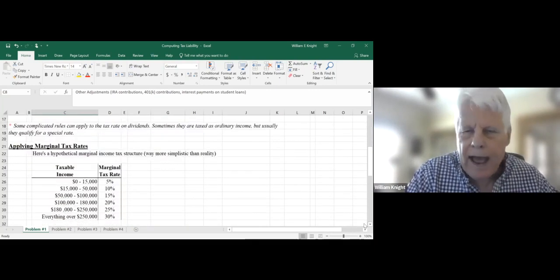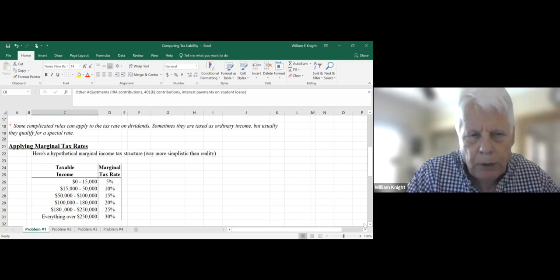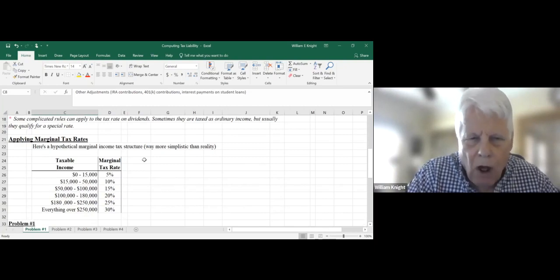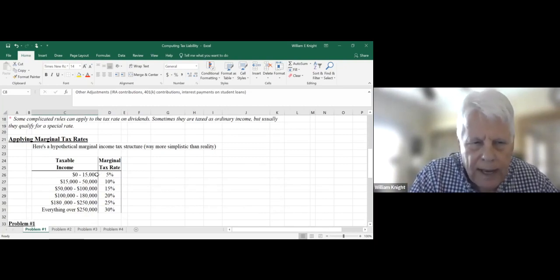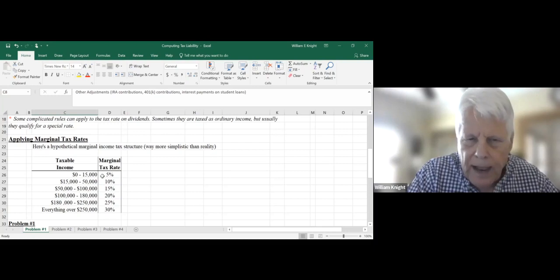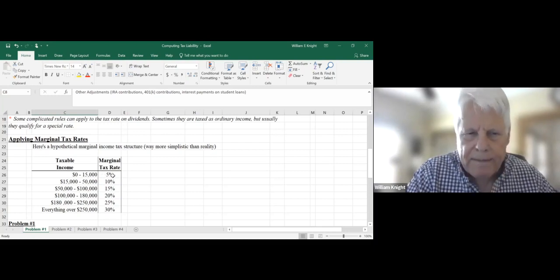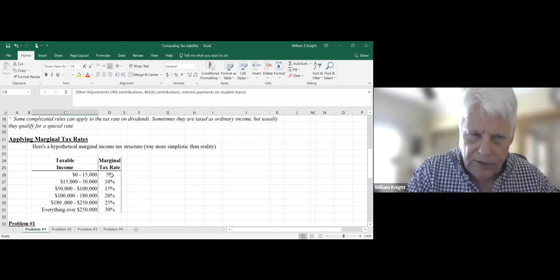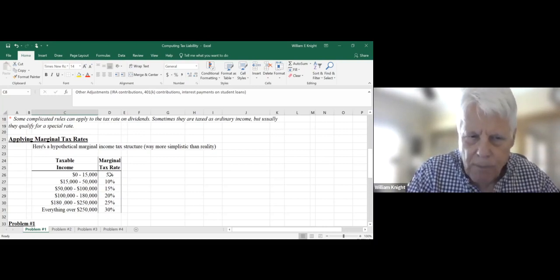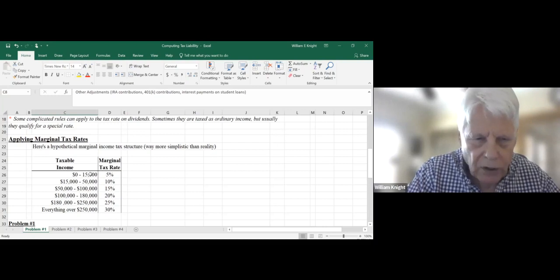So let's look at a hypothetical problem here. First of all, we will start by looking at the various tax brackets. Here's a $15,000 tax bracket, and it's taxed at the marginal rate, the rate that applies to that specific tax bracket, at 5%. That's the marginal tax rate for that particular segment of income.